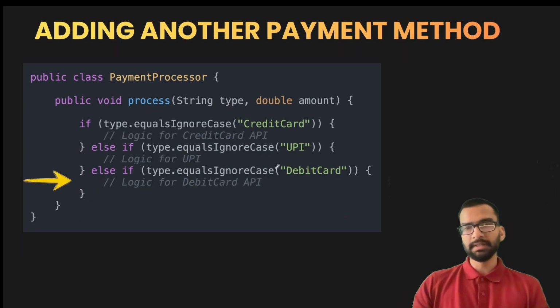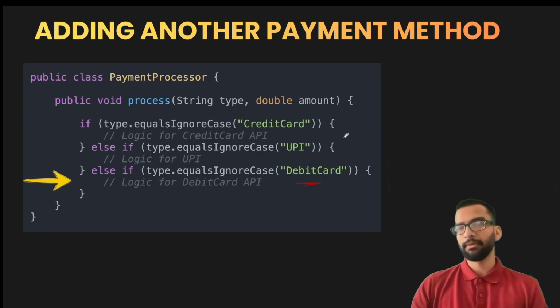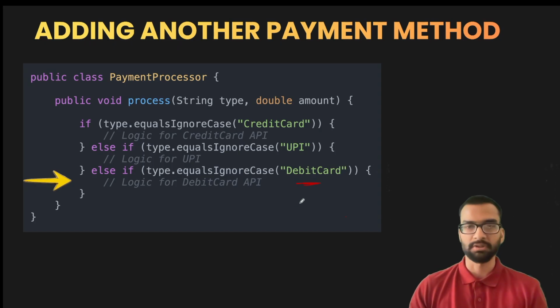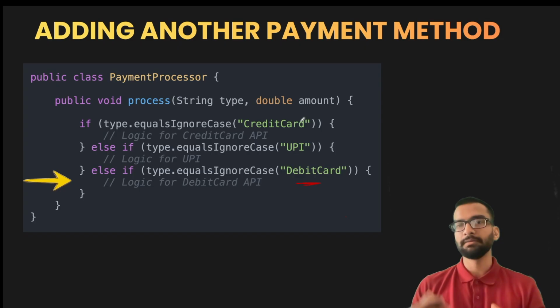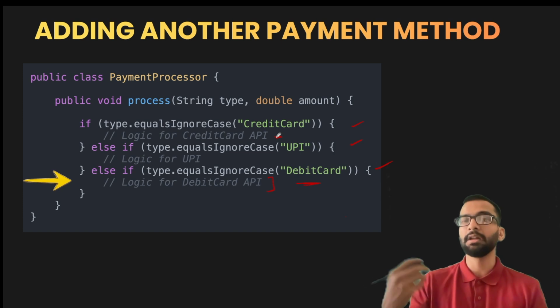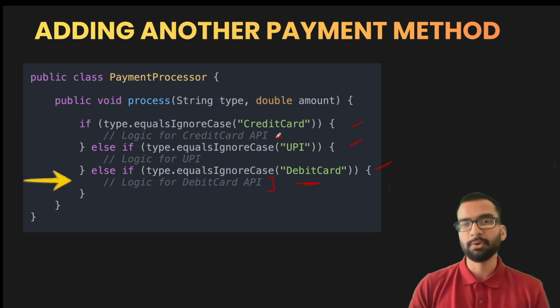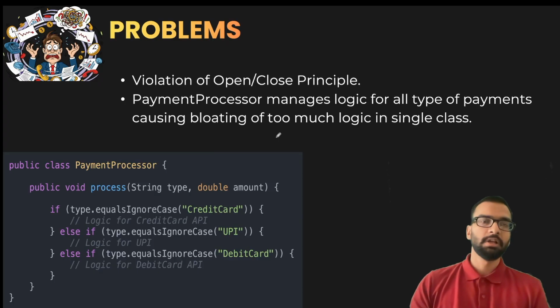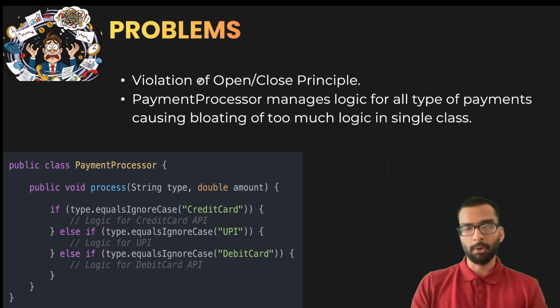Now let's say you have another case of debit card. And in future you want to accept payments through, let's say, blockchain or Bitcoin. So this class will keep adding new types of payments it has to process, and also it will keep adding the logic. Even though right now we have three payments, if the API changes, we still have to go to this class and update that logic if the logic of the credit card payment processing is changed. So it has problems.